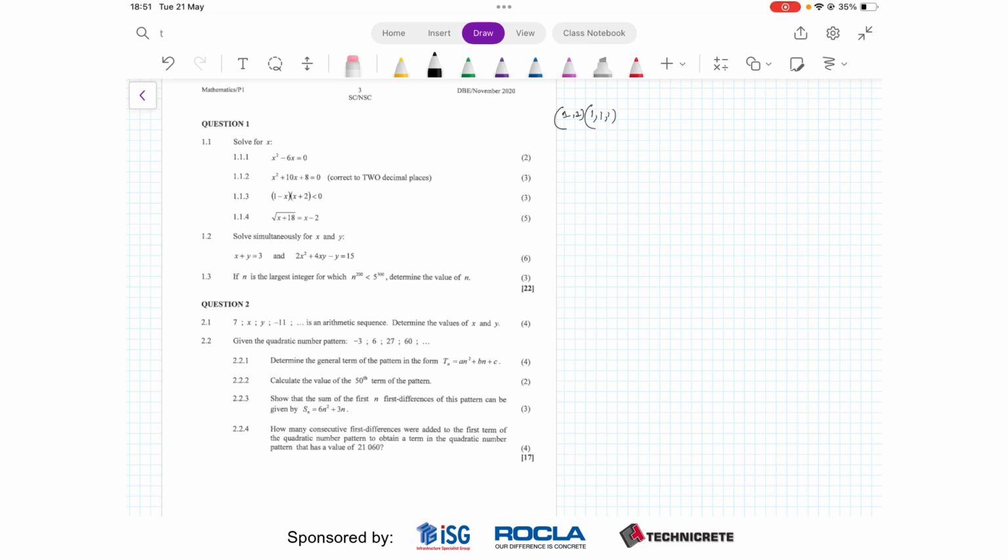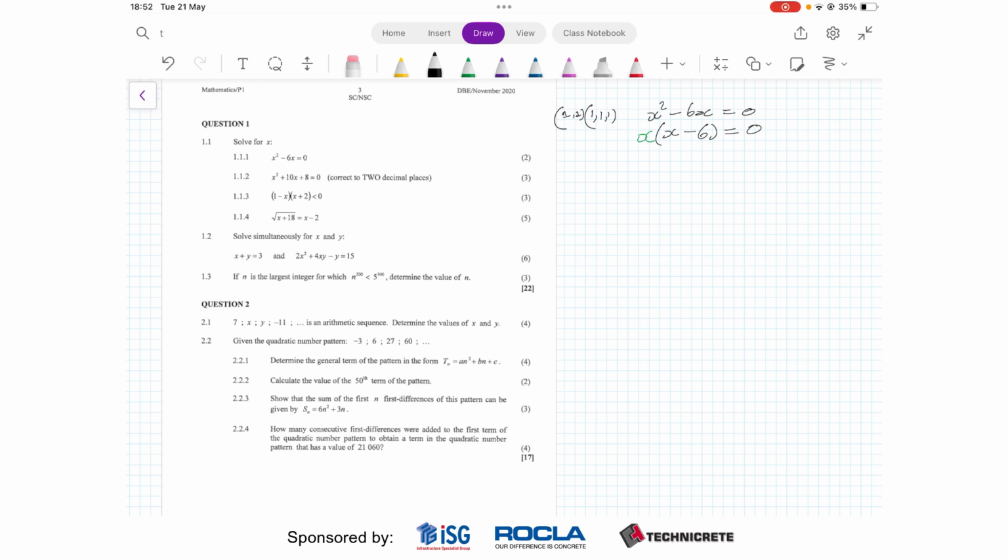In solving for x, we have that x squared minus 6x is equal to 0. Now, we can already tell that x is our common factor, so we will take that out as our common factor. Open our bracket. What's going to be our other factor? It's going to be x minus 6. We equate all of that to 0.